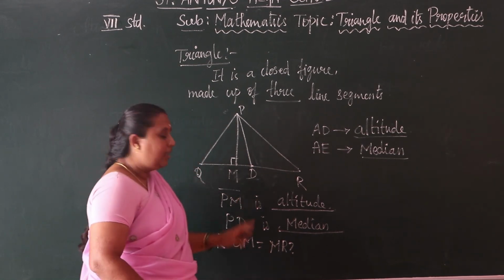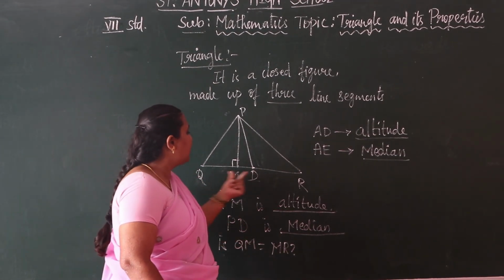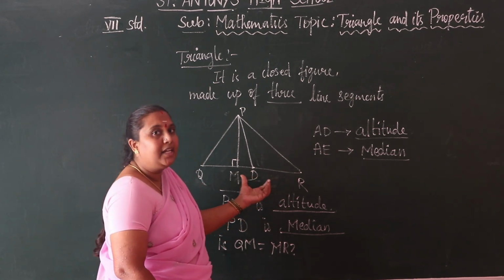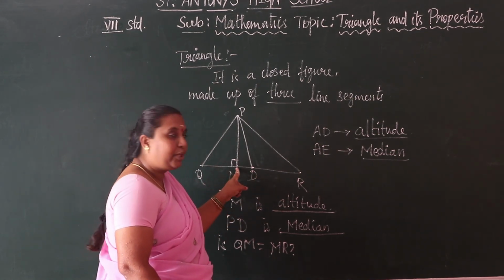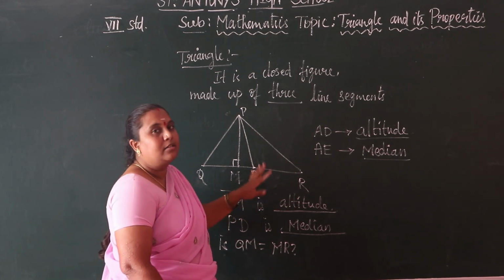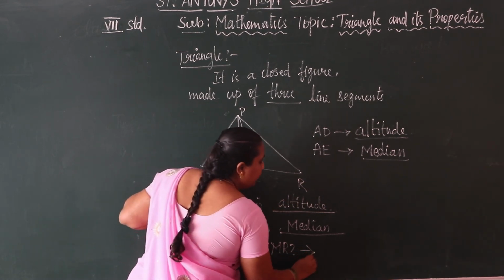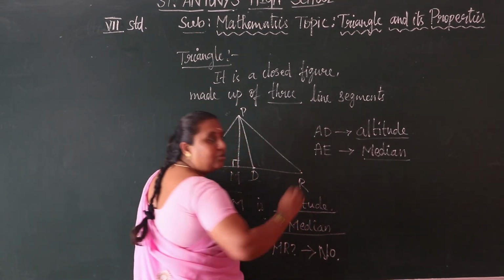Is QM equal to MR? No. Why? Because M is not the midpoint of QR, so we cannot say QM equals MR. The answer is no. Okay, understood, children?